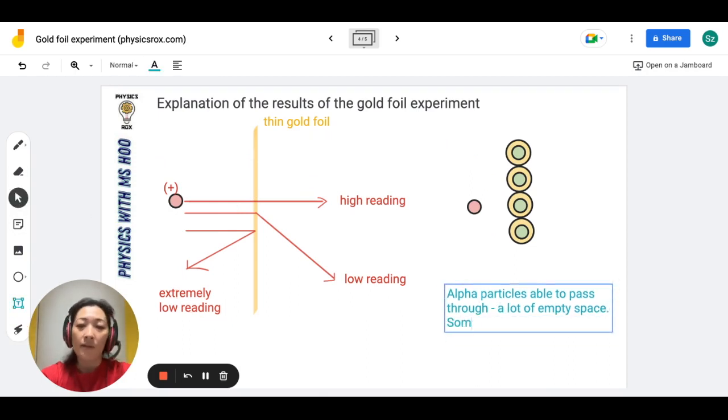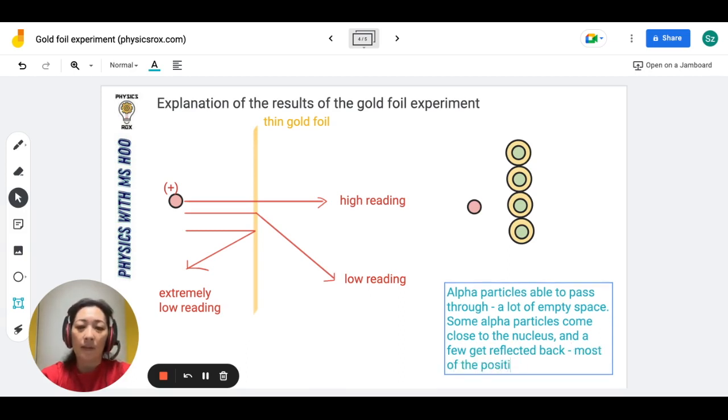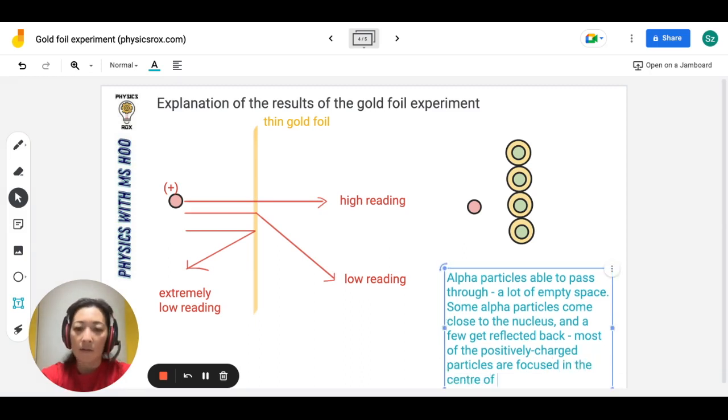So I'm going to write it over here. Some alpha particles come close to the nucleus, and a few get reflected back. So what this proves is that most of the positively charged particles are focused in the center of the atom. So the nucleus is also where it carries most of the mass of the atom.